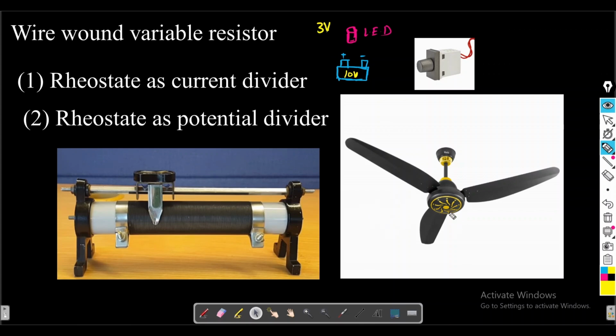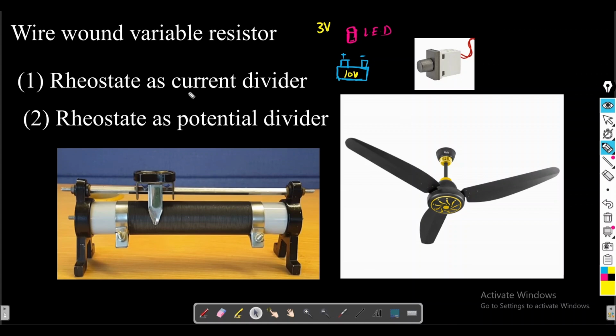Similarly, we use a fan in our home, and we want it to run slowly, and for that we use a dimmer. What is happening inside this dimmer in order to increase or decrease the speed of the fan? In this video we will discuss that. A device must be present here to control the current through this and also the voltage to this device.